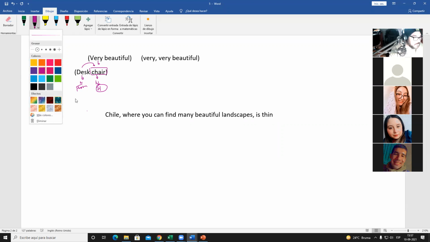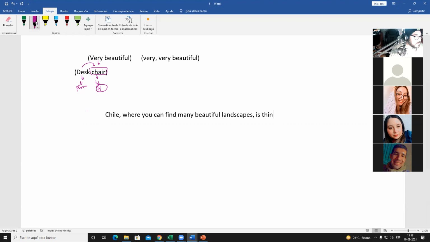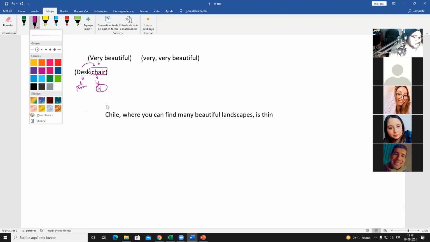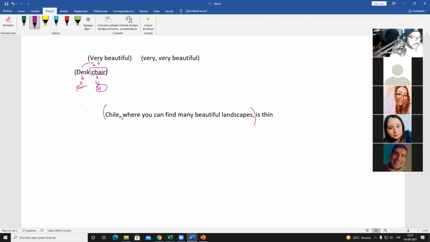¿Y ese where? Te inventa al tiro la adjective clause. ¿Por qué está dentro de la noun phrase? Porque cuando le meto el pronombre se borra todo. It is thin. ¿Cachai? Por eso está dentro de la noun phrase.